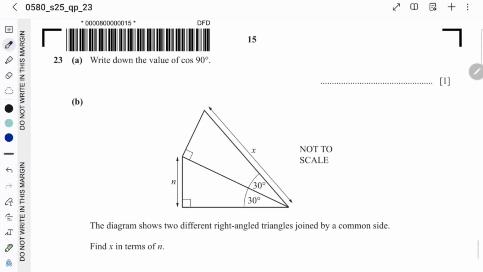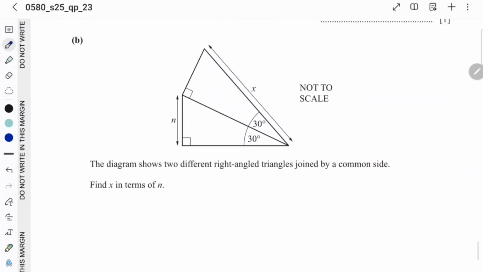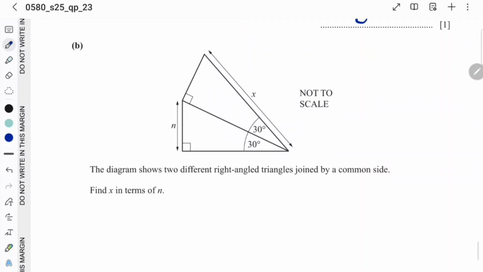Okay, question number 23 now. In question number 23, you can see the two triangles. Write down the value of cos 90. You'll have to memorize the table. Cos 90 is 0. Now the diagram shows two different right angle triangles joined by the common side. Find x in terms of n.